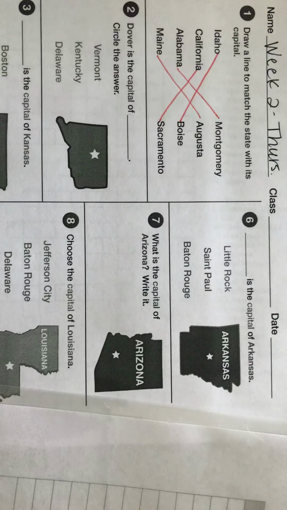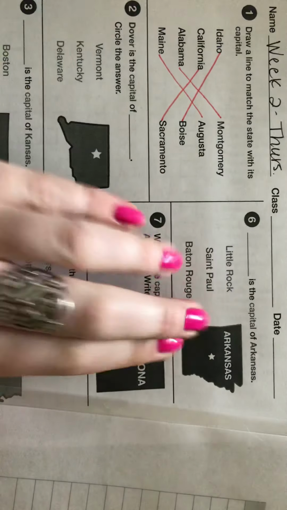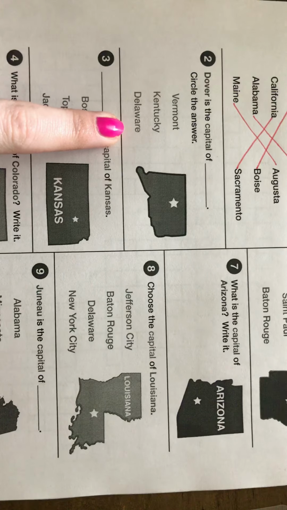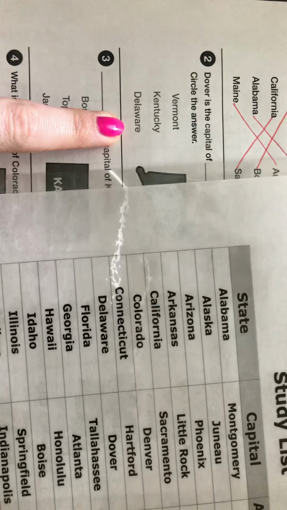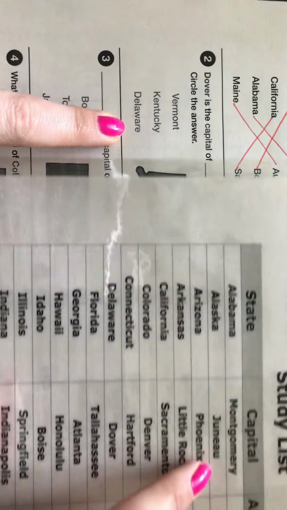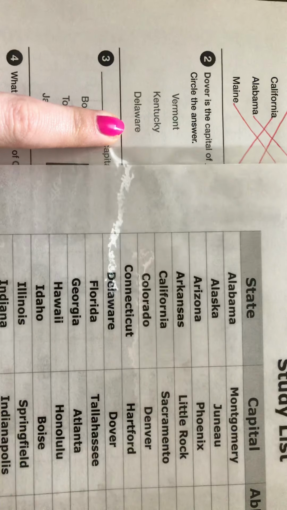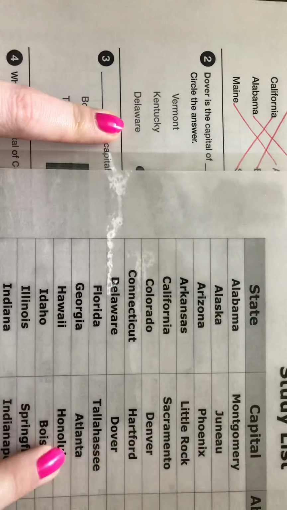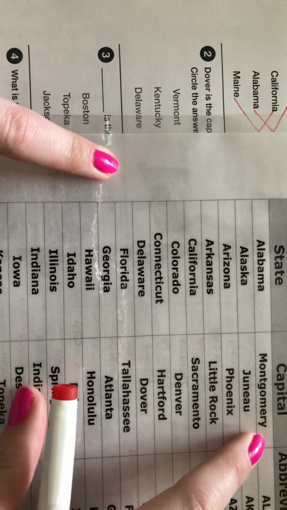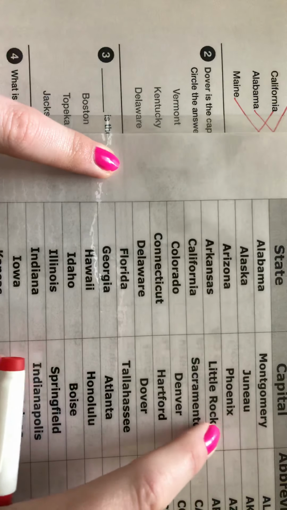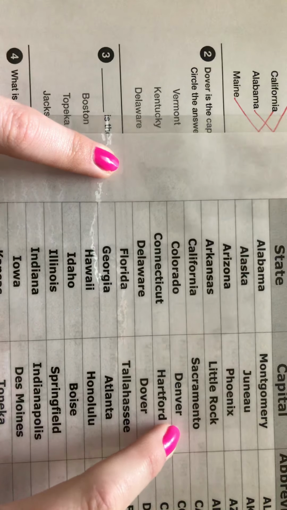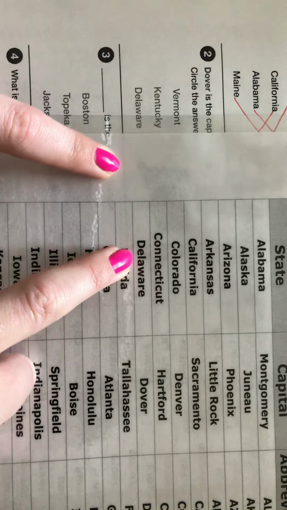There we go. Number 2, blank is the capital of Arkansas. Well, we just answered. Oh, wait, no, that's number 6. Well, now this is confusing. Okay, number 2 is down. Sorry. Dover is the capital of which state? Vermont, Kentucky, or Delaware? All right. So you can do 2 things. You can go and look at each of these states and see which one matches with Dover, or you can just follow the list down. That's what I'm going to do. Okay, so we're looking for Dover, starting with a D. There's Denver, very close. Dover, Delaware.